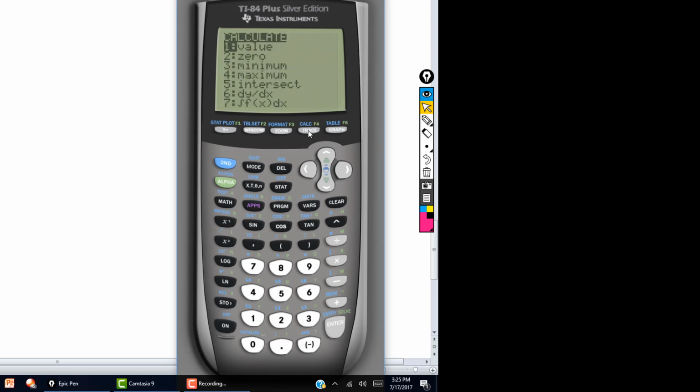So hit number 2, and then the way this works, notice on the bottom here it asks you for a left bound, so just put the cursor just to the left of that and hit enter. Now notice it asks for a right bound, so go past it to the right, hit enter, and then it asks you for a guess. You can just ignore that if you want and hit enter.